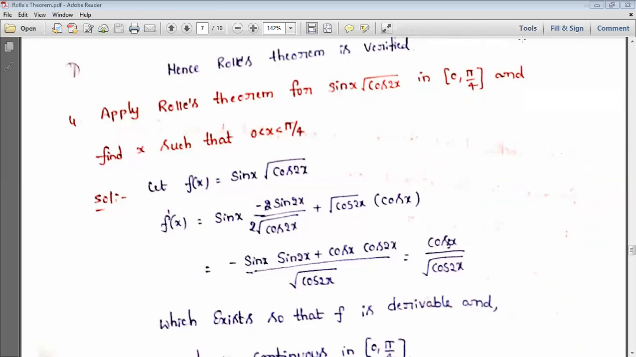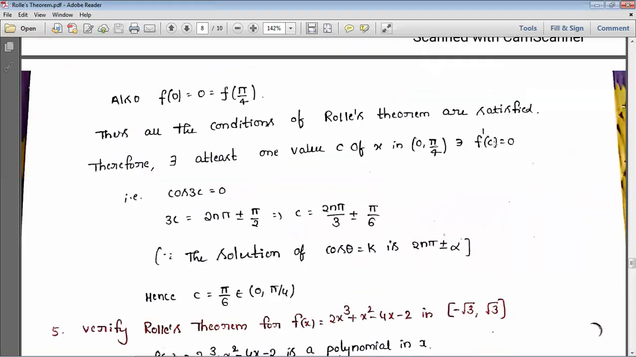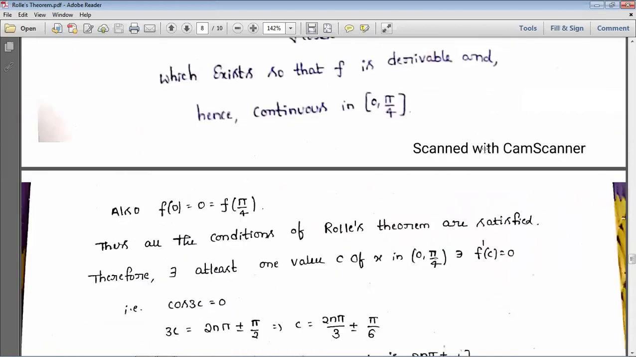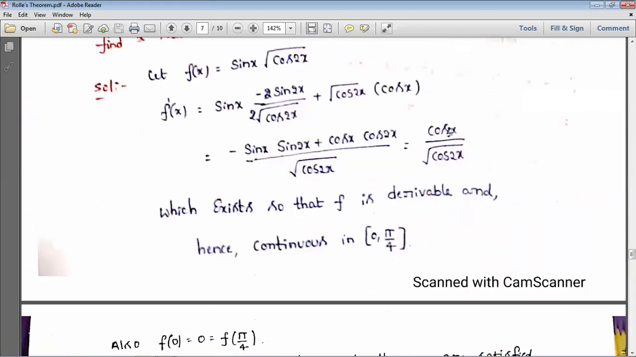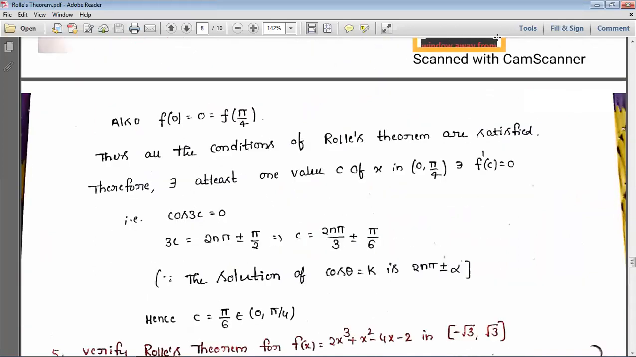Verification, they mention to apply only. They didn't ask for verification. It means obviously it satisfies the condition. So f dash of c equal to 0. What I got is f dash of x is cos 3x by square root of cos 2x. In place of x, sorry, I substituted c, so cos 3c is equal to 0.